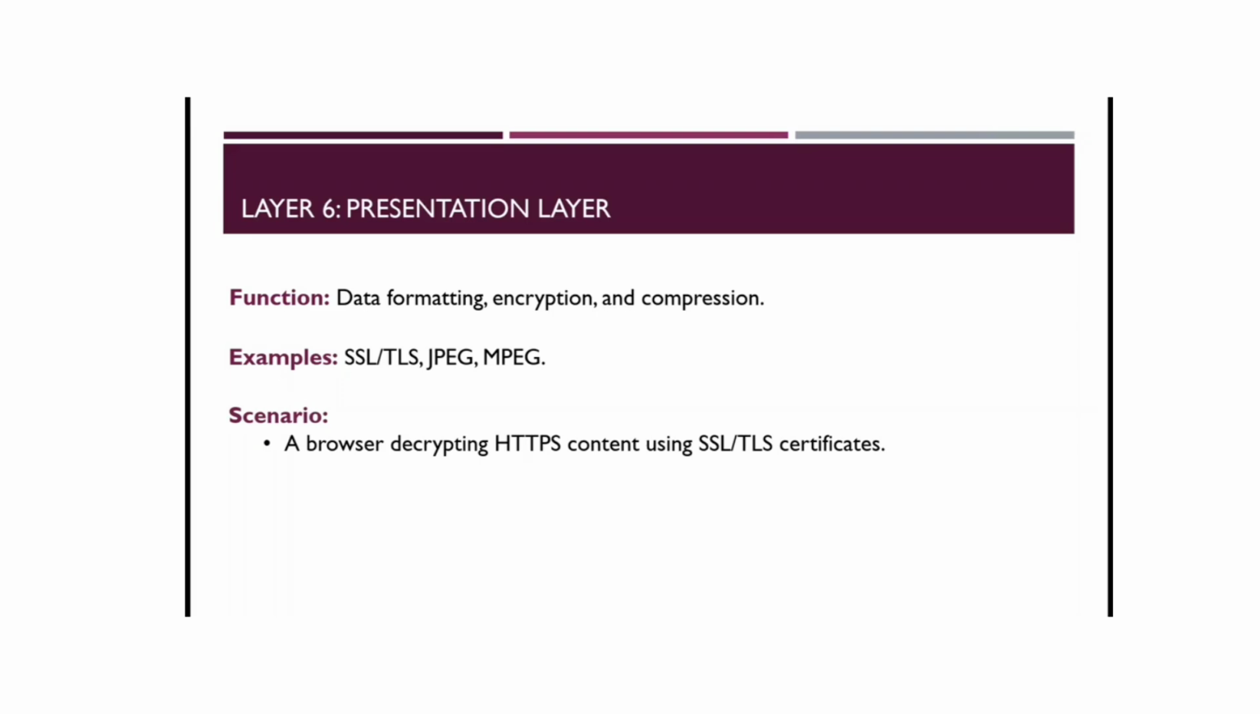I'll give you a scenario on this. Suppose you send a secure email with an attachment. The presentation layer handles encoding and decoding, compresses the attachment, and encrypts the email content. The recipient's system then decrypts and decodes the data so they can read your message and view the attachment. So simply we can say the presentation layer is for representing the data and for encryption and decryption of the data.